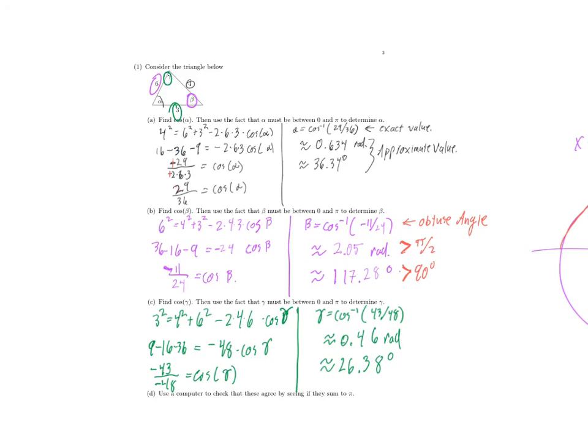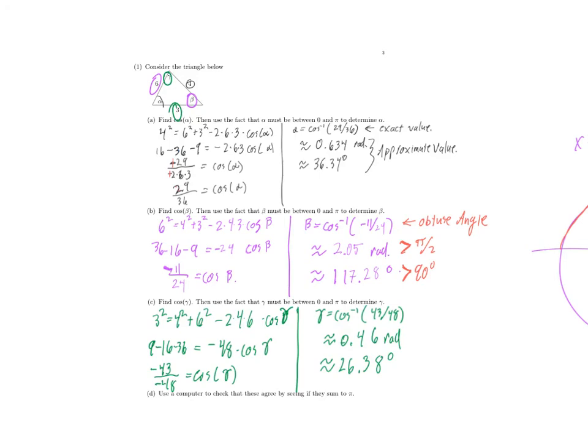Doing that arithmetic, 9 minus 16 minus 36 is negative 43. Divide that by negative 48. There's the cosine of gamma. There's no cancellation, right? Those two don't have any common factors. So gamma is the inverse cosine of 43 over 48. That's 0.48 radians, or about 26.38 degrees.